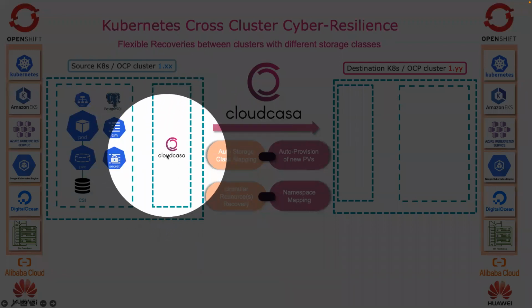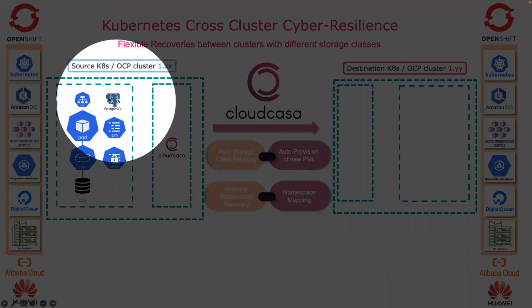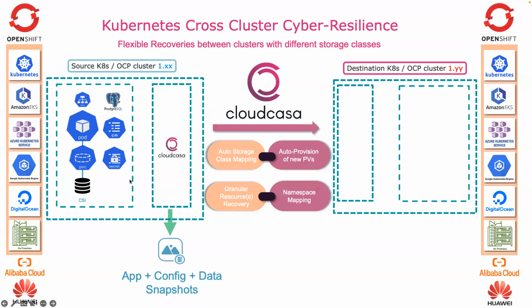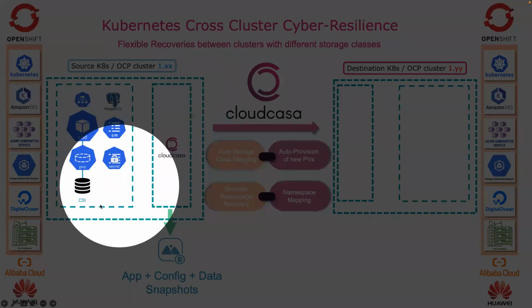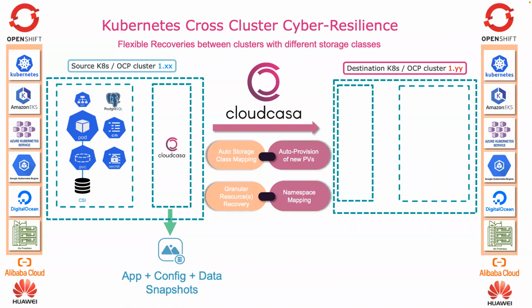The moment CloudCasa has been installed into your cluster, it will automatically discover all of your Kubernetes resources, all these objects here. So when we're doing the snapshot, we will take a snapshot of all of your applications, all of your Kubernetes configurations, all of your data persistent volume snapshots. But it's not that safe. The reason is your snapshot is also sitting in the same cluster, same storage. What if the whole cluster is gone? You lose the recovery points.